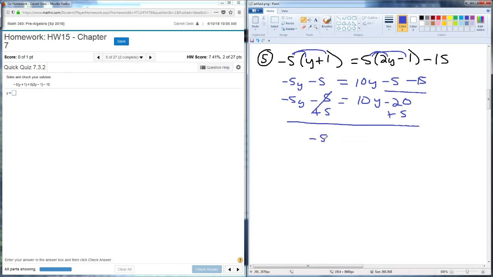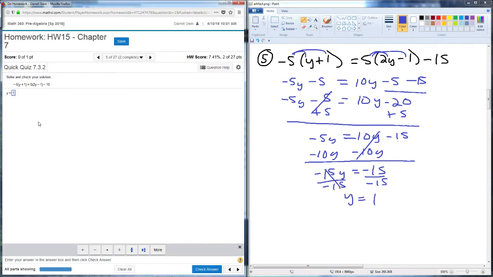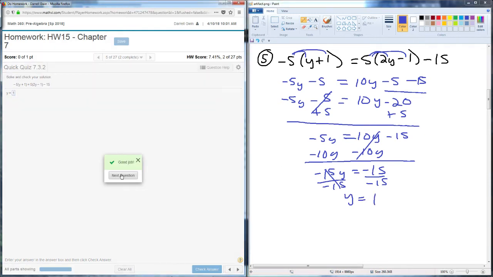We have negative 5y equals 10y minus 15. Negative 20 plus 5, negative 15. Minus 10y, minus 10y. Move variables to the other side. Negative 15y equals negative 15. Hey, look at that. The same number divided by the coefficient, we get y equals 1. Interesting answer. Good work.